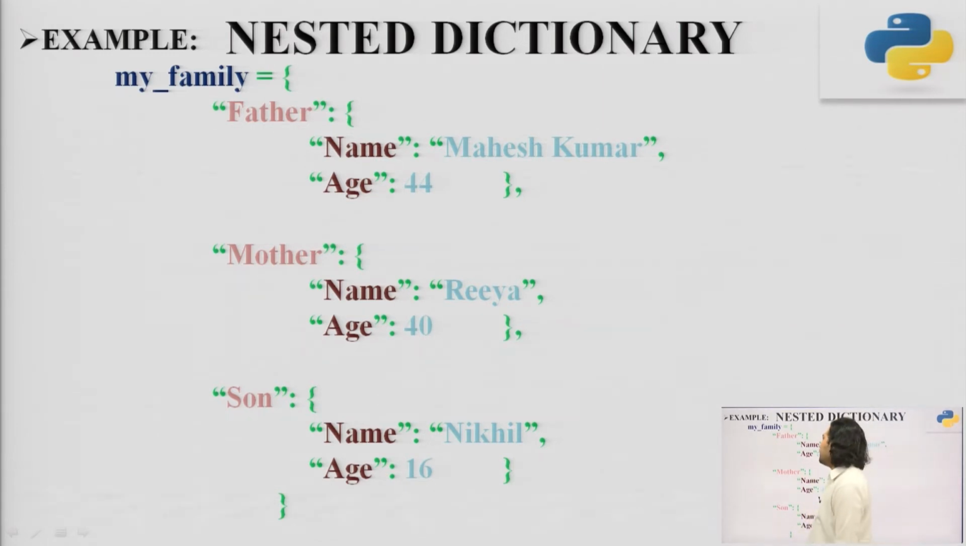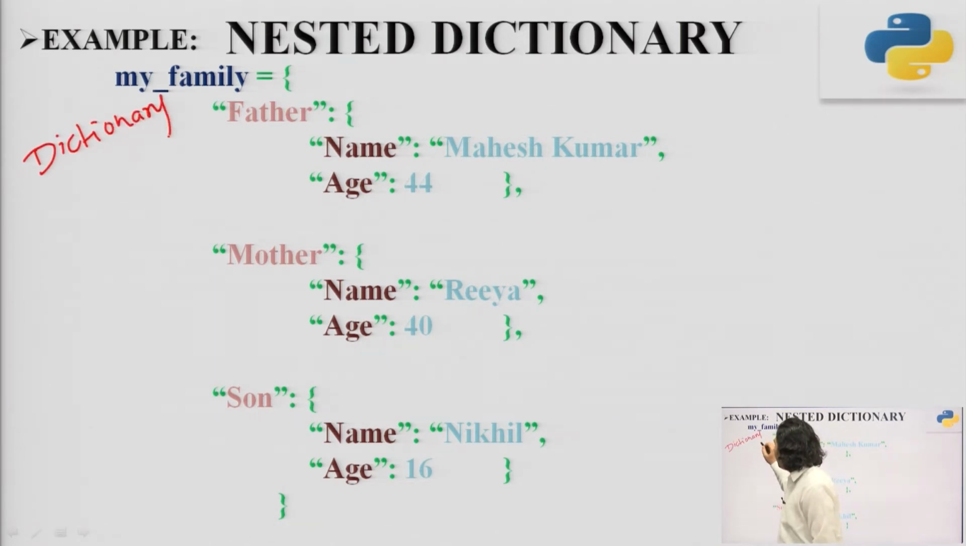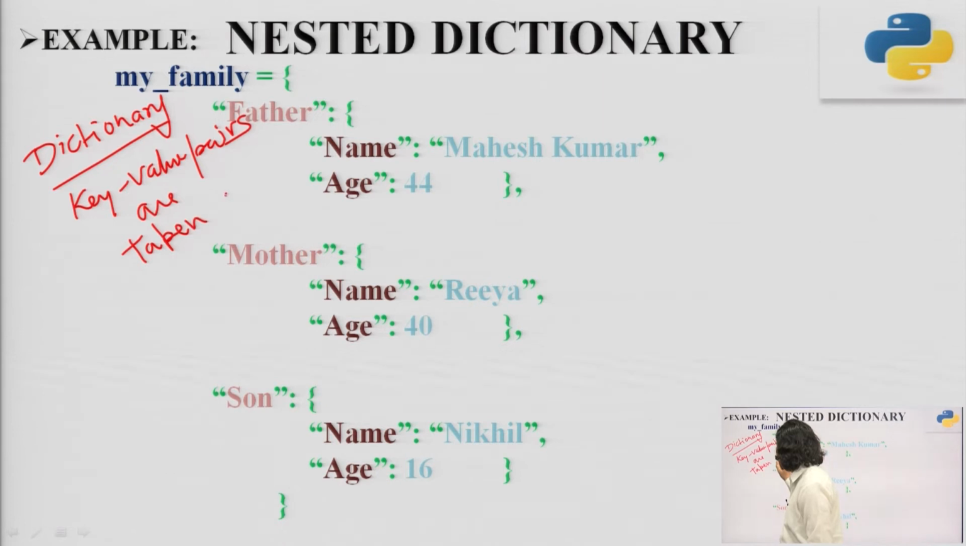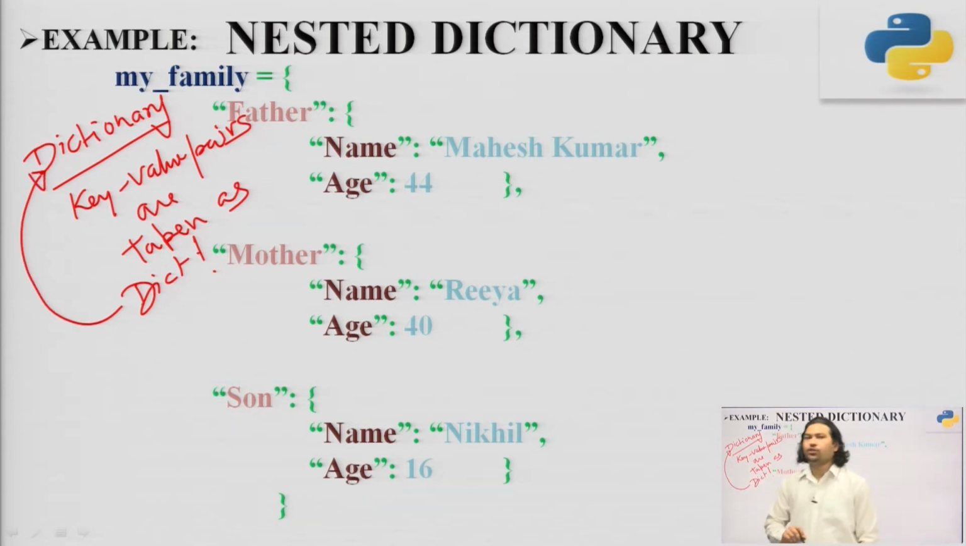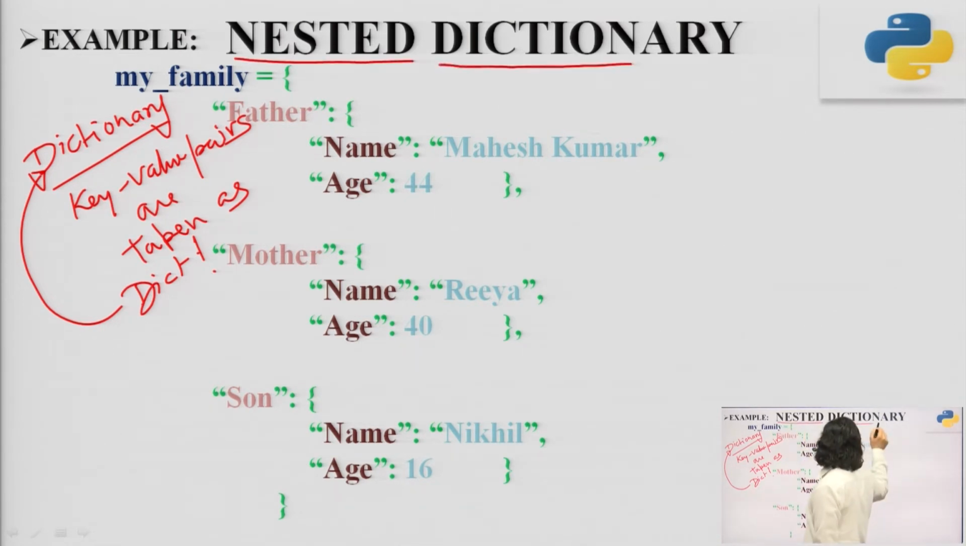So, ultimately, if we have a dictionary and the key value pairs in it are taken as dictionaries, that means a dictionary inside a dictionary. When such conditions prevail, you can directly use the word nested dictionary.